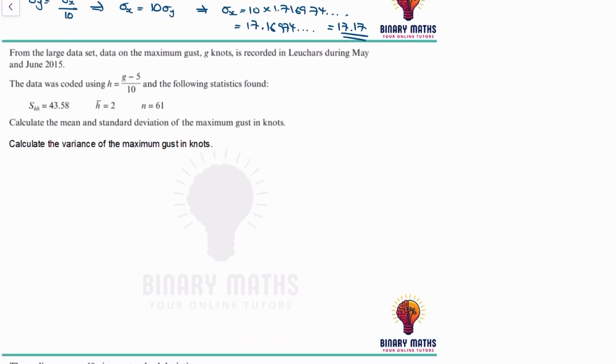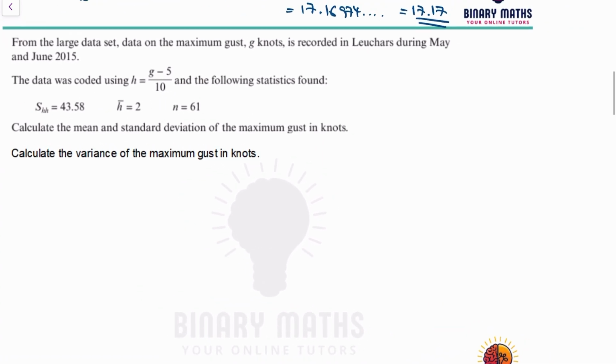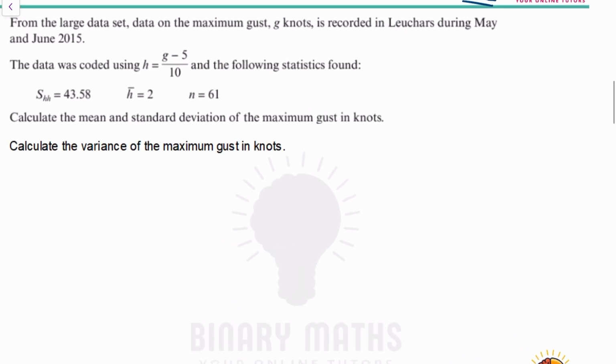From the large data set, the maximum gust G in knots is recorded in Leuchars during May and June 2015. The data was coded using H is equal to (G minus 5)/10, and the following statistics found. S of HH is equal to 43.58, H bar is 2, and n is equal to 61. Calculate the mean and the standard deviation of the maximum gust in knots.